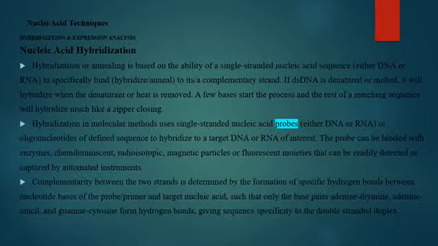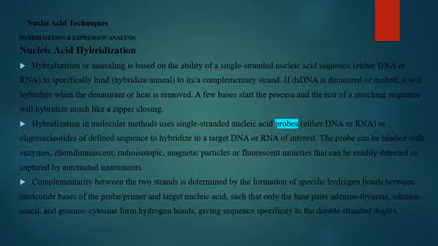Now, dsDNA is double-stranded. When you see ds, it is double-stranded DNA. When you see s, a single strand. So if a double-stranded DNA is denatured or broken up or melted, it will hybridize when the denaturant or heat is removed. So once there is the heat, it's broken up. When the heat or the denaturing material is taken away, it joins back. Now, a few bases start the process, and the rest of a matching sequence will hybridize much like a zipper closing. So when the heat or the denaturant is taken away, it zips back. One will join like that, then it continues like you are closing your zip.